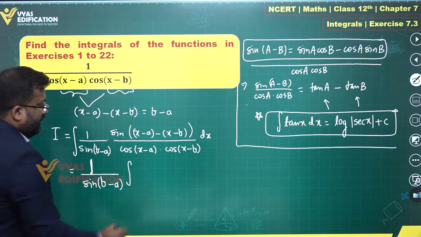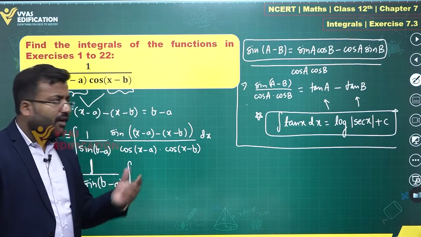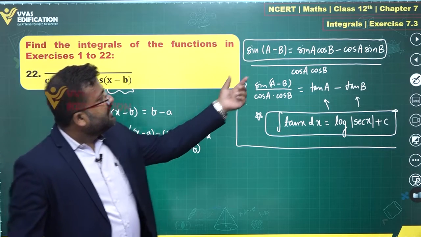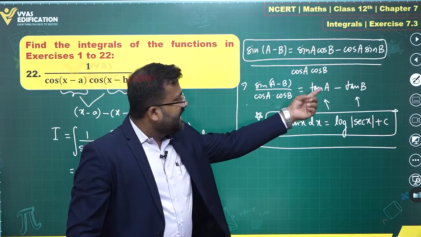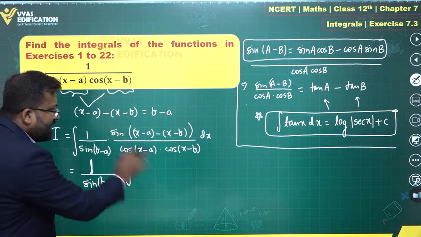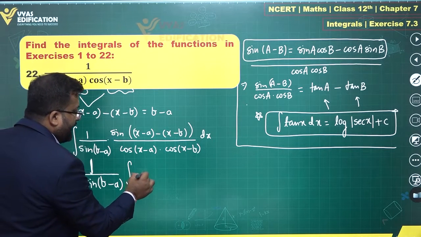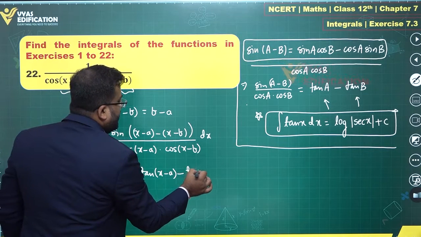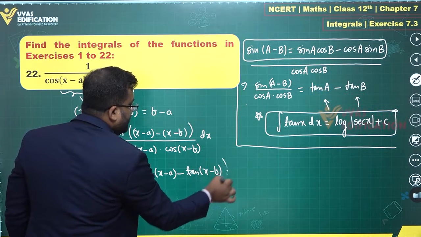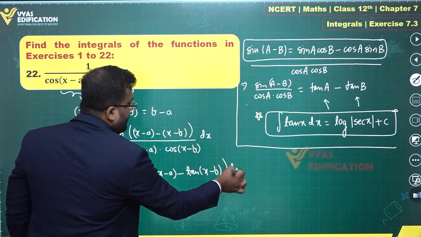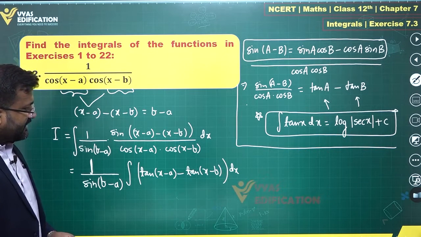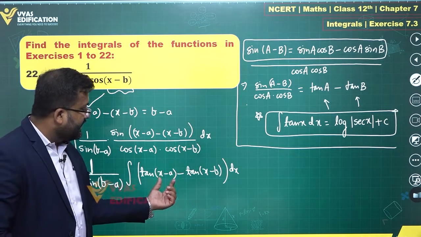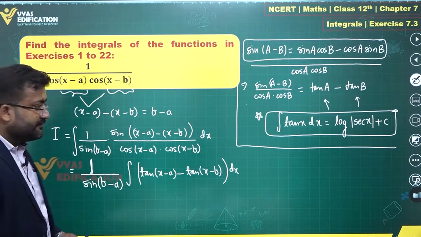Okay, integral of this whole expression. If you observe, sine of a minus b upon cos a cos b. Sine of a minus b upon cos a cos b is actually tan a minus tan b, right? I can expand this whole thing, but what I'll be getting is tan of x minus a minus tan of x minus b. At the end of the day, this is what I'll get. And integrating this with respect to x is something I need to do next. Integral of tan x is log mod sec x. Integral of tan x is again log mod sec x.